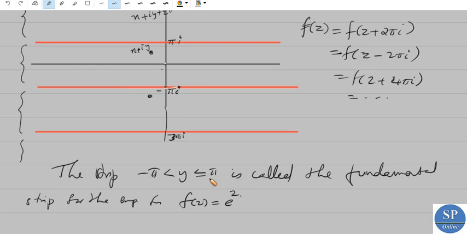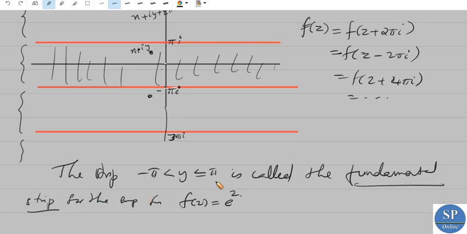അപ്പോൾ ഈ മൈനസ് പൈ ടു പൈ, y varies from minus pi to pi എന്ന് പറഞ്ഞു കഴിഞ്ഞാൽ it is independent of x, that is x can take any value from minus infinity to infinity. Clear? Minus infinity എന്നുള്ള ഇൻഫിനിറ്റിയിലേക്കുള്ള ഏതെങ്കിലും x can take any value from minus infinity to infinity, but the value of y is restricted from minus pi to pi. അതായത് ഈ ഒരു region, ഈ സ്ട്രിപ്പിനെ പറയുന്ന പേരാണ് fundamental strip for the function exponential z.